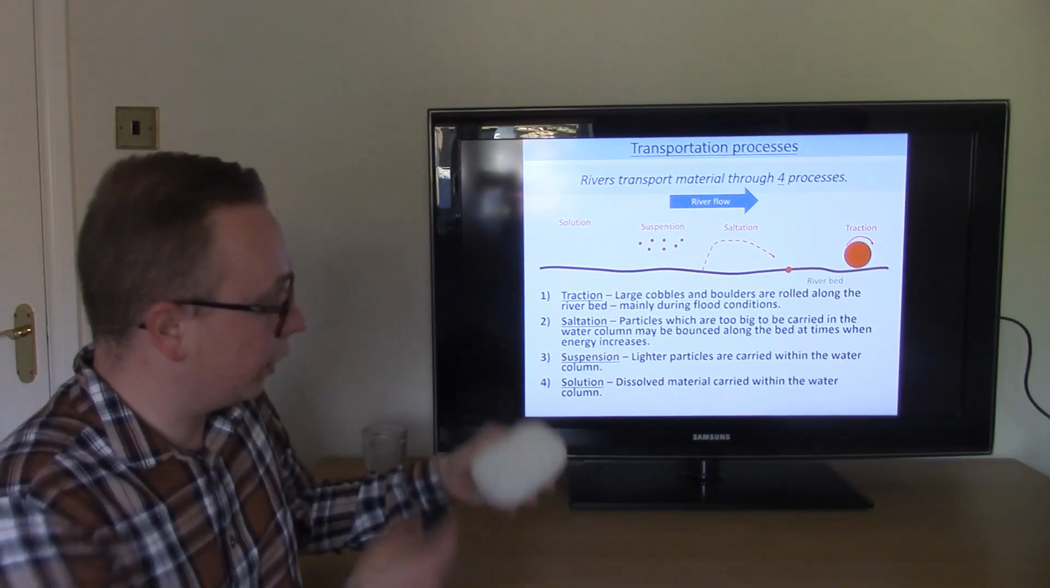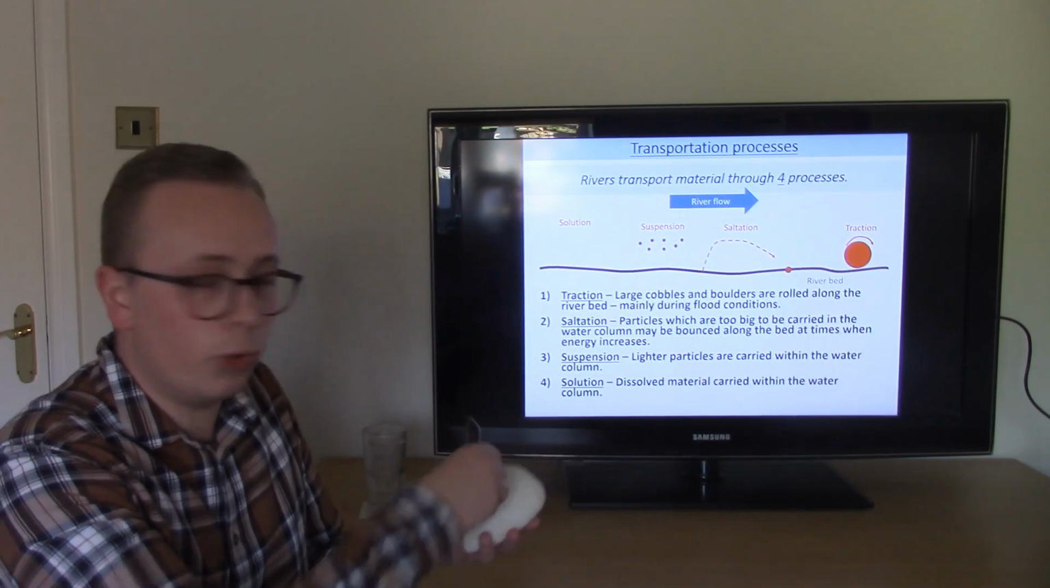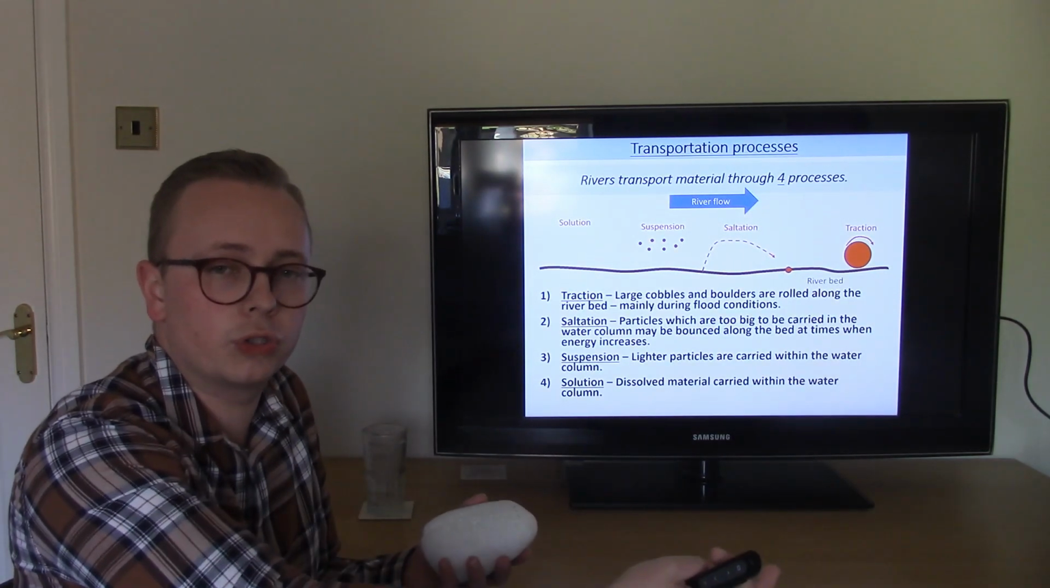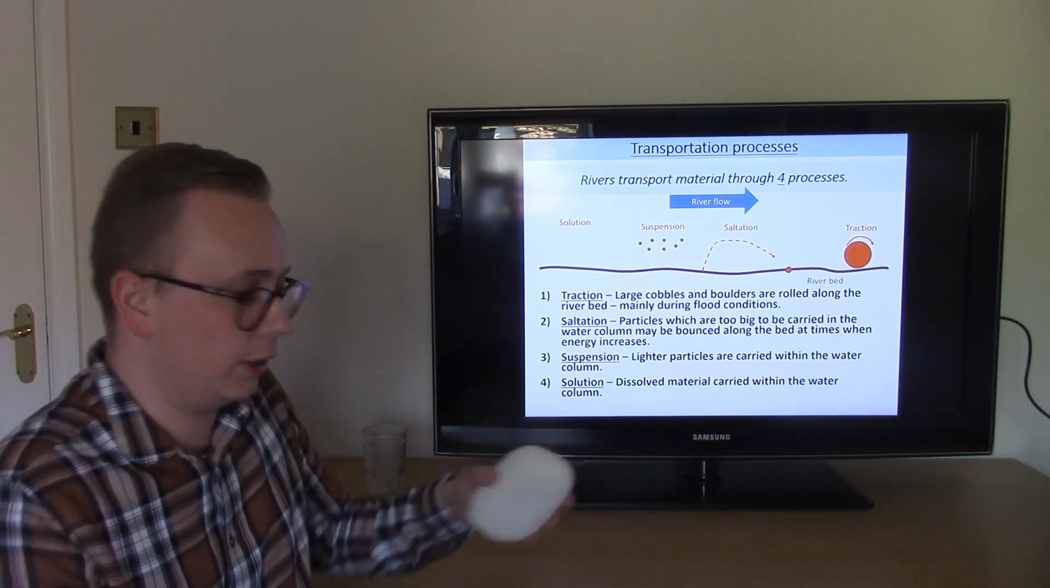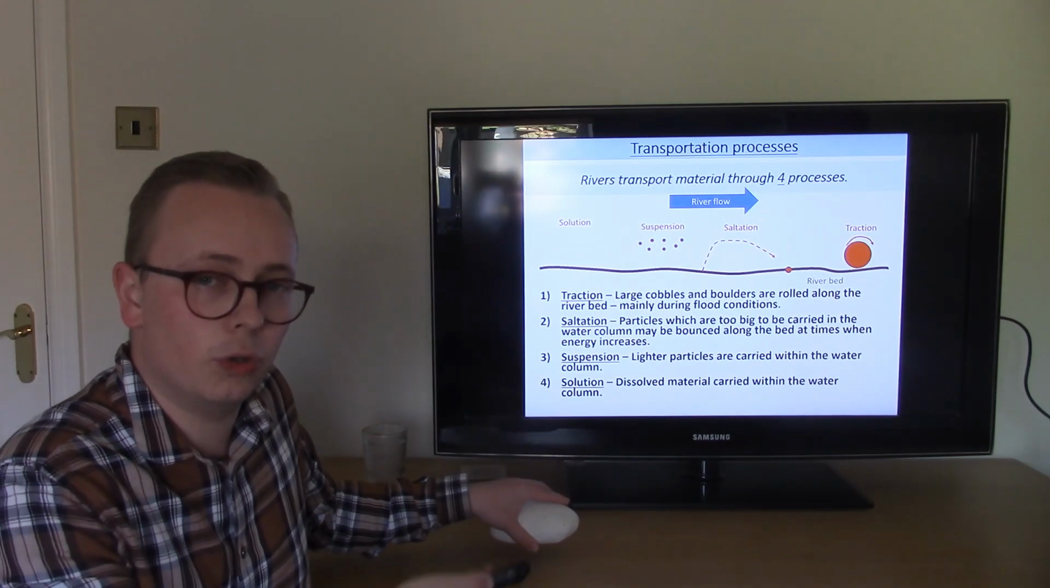So again, in our chalky areas, once this has been eroded, it will then move through the water column in solution. Again, we won't be able to see that because it's dissolved into the water.